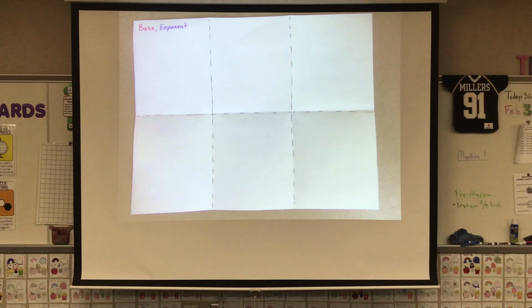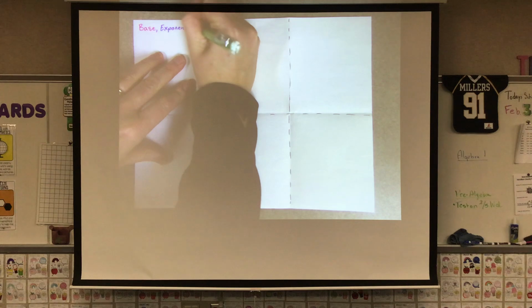So I am putting these in different colors. If you want to use that, you can. You do not have to. It is completely up to you.